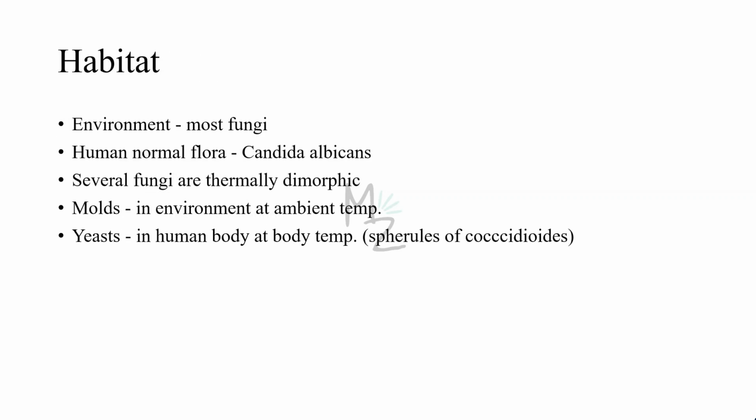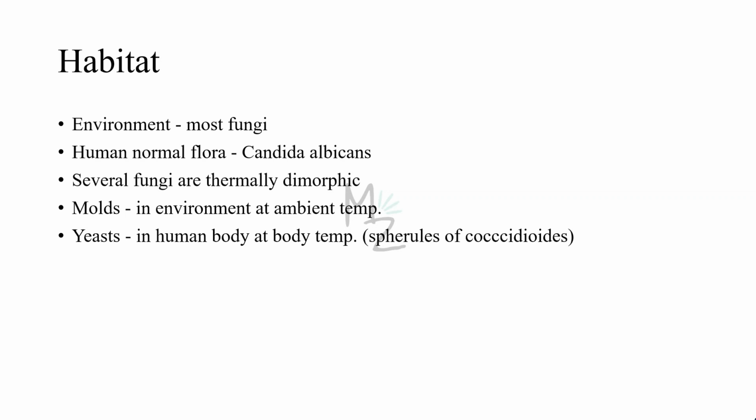The natural habitat of most fungi is the environment. An important exception is Candida albicans, which is a part of human normal flora. We can say that some fungi are found in the environment while others are found in the human body.